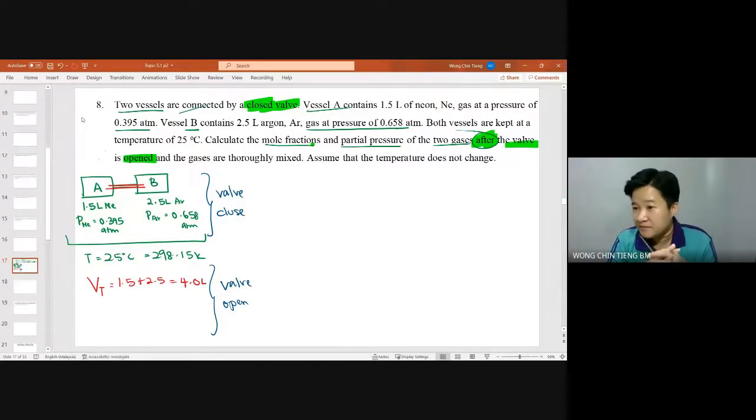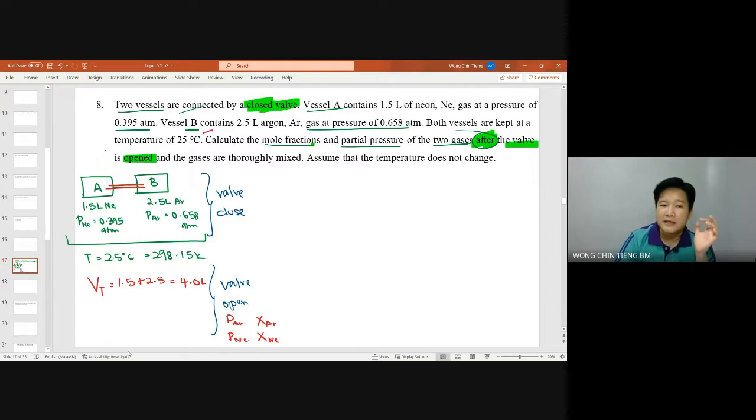Agree? And the question asking for, after the valve is open, the partial pressure of argon, partial pressure of neon, mole fraction of argon, mole fraction of neon. Okay? So, nak senang, the trick of the question adalah, soalan tanya mole fraction dulu. Dia jahat. Dia sebenarnya senang adalah cari partial pressure dulu.